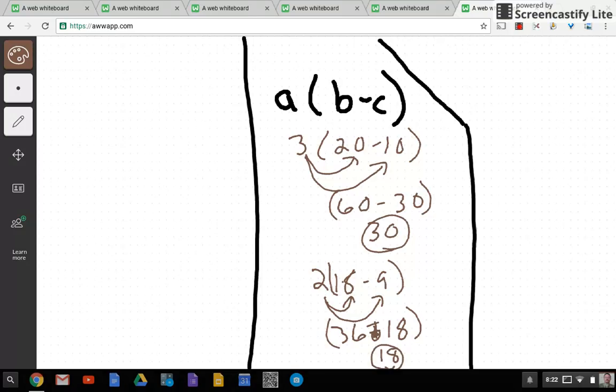Okay, so those are the notes that go on your little flaps of your book. The rest of them I've got pictures of. Complete the page, bring it back, and we'll work a little bit on the distributive property tomorrow in class. Have a good evening.